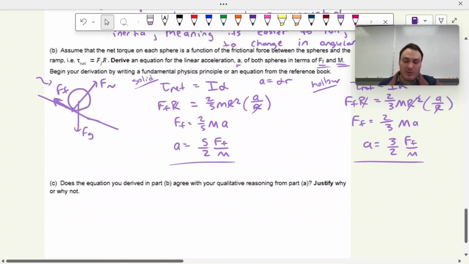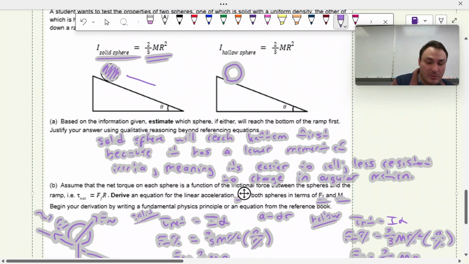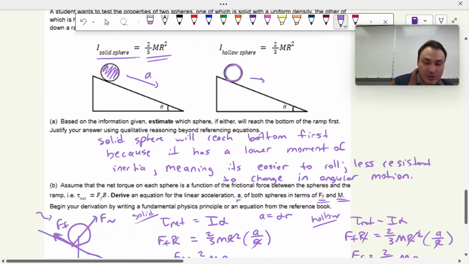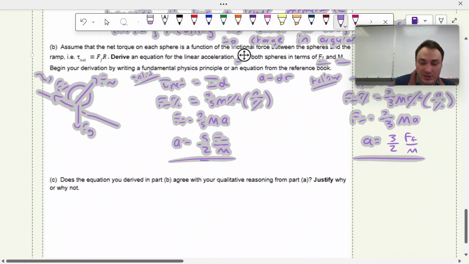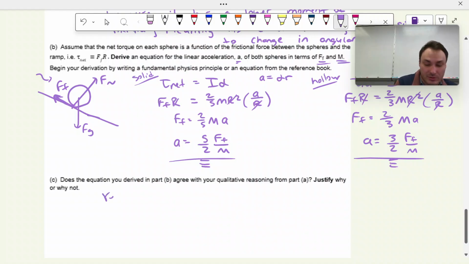Does the equation you derived in part B agree with your qualitative reasoning? So we said that the solid sphere is going to reach the bottom first, meaning it's going to have a bigger acceleration than the hollow sphere. And do we find that out? The answer is yes. The solid's is 5/2 force of friction over M. The hollow's acceleration is 3/2 force of friction over M. So the acceleration of the solid sphere is greater than the acceleration of the hollow. And 5/2 is greater than 3/2.